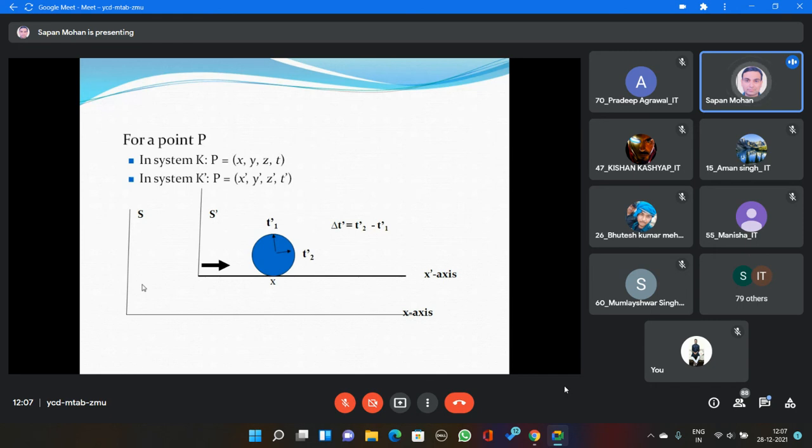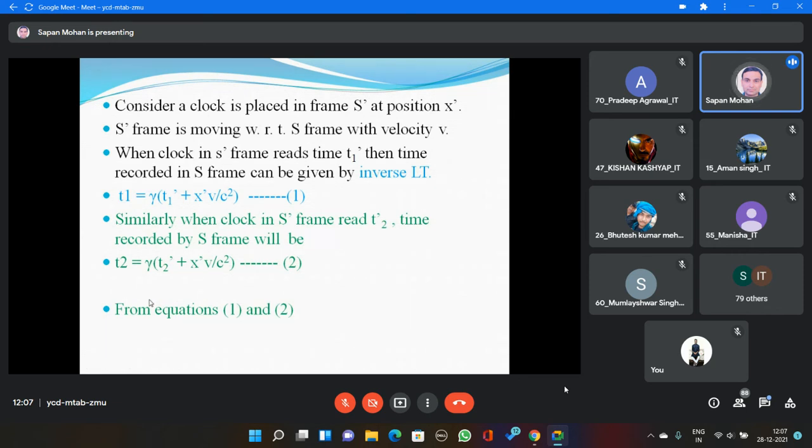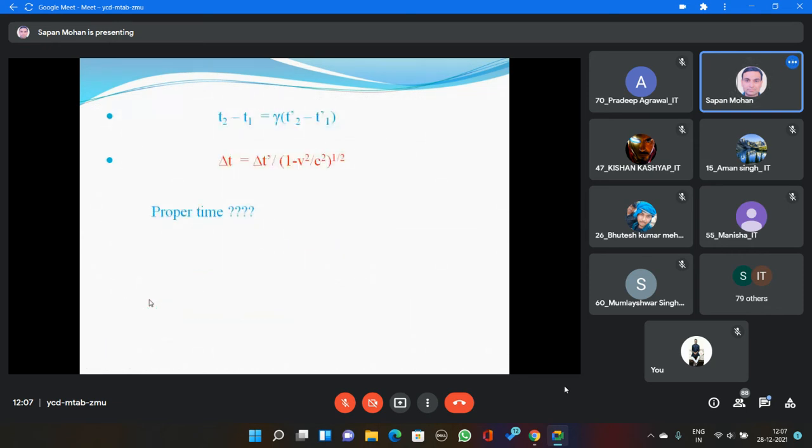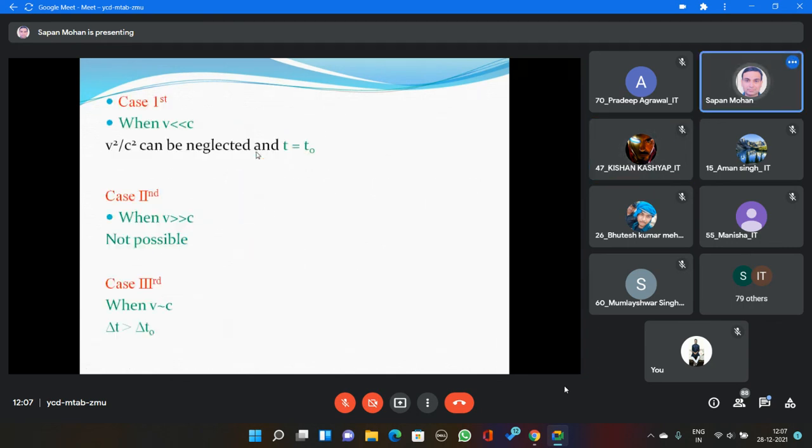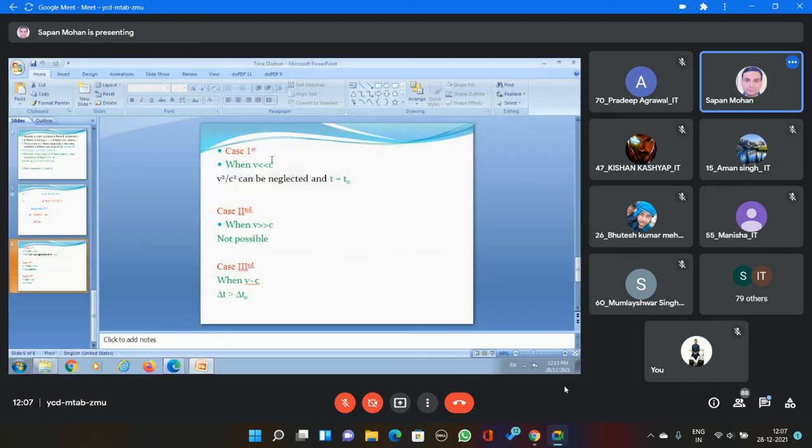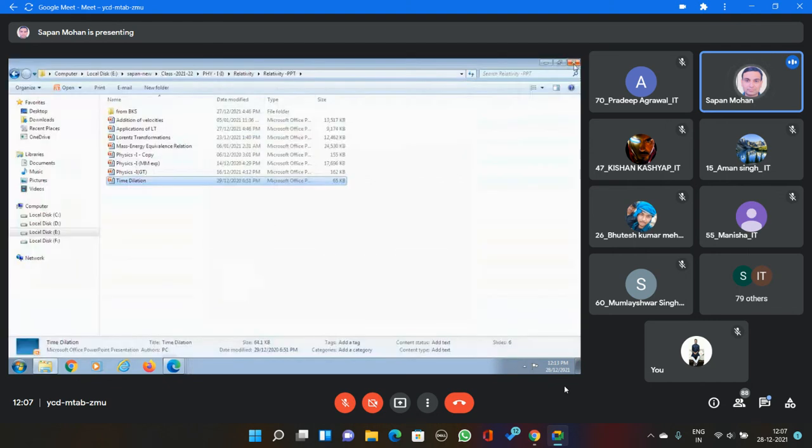Clear? So the objective is we will find this delta t dash in this frame and delta t from this frame. So the difference is delta t is equal to delta t dash upon root 1 minus v square by c square. Okay? So this will be the formula. How I will explain it, in the next lecture. So time runs slow. When you measure the time from one frame to a reference frame, that will be changed.